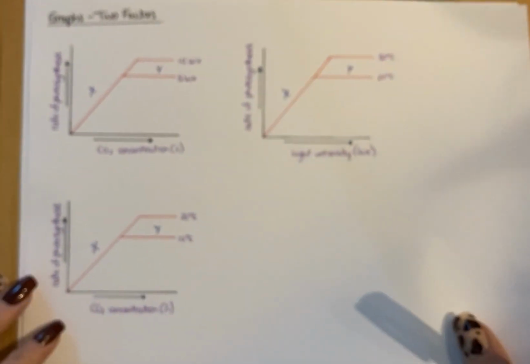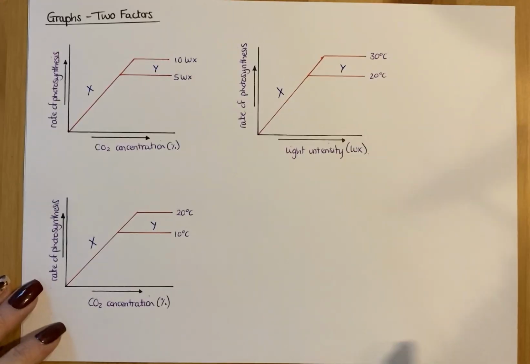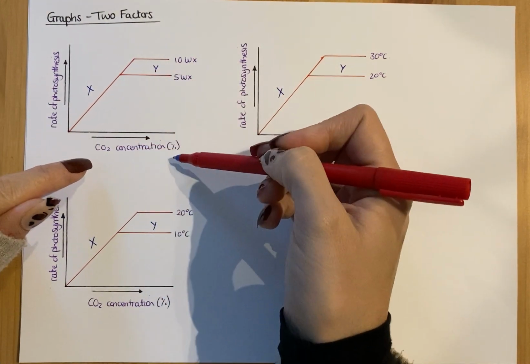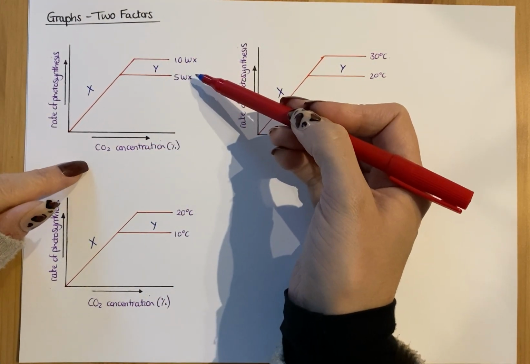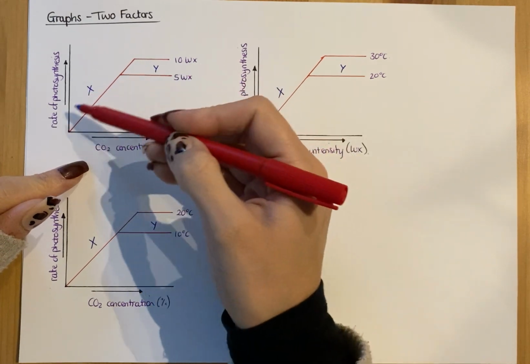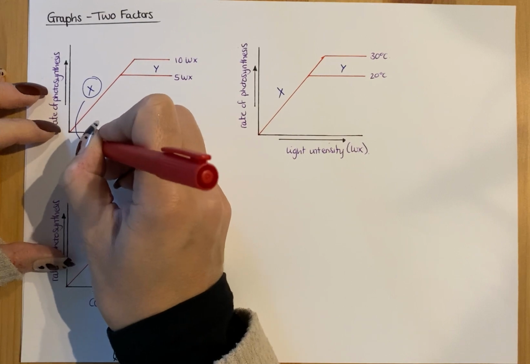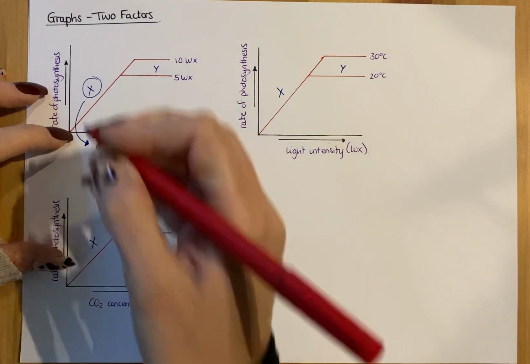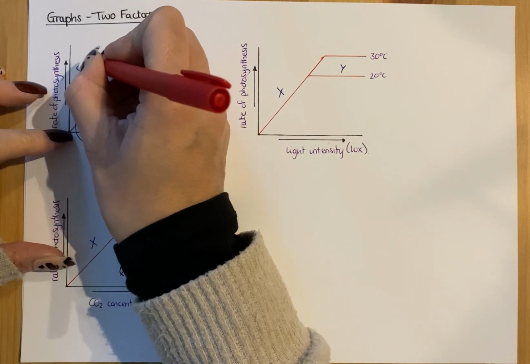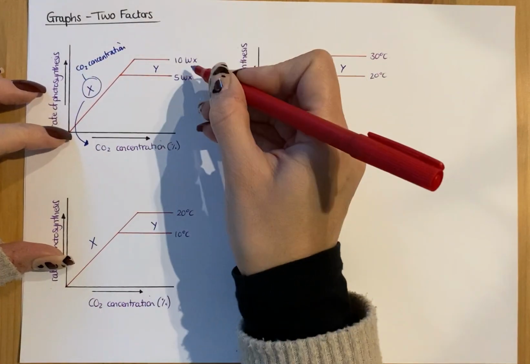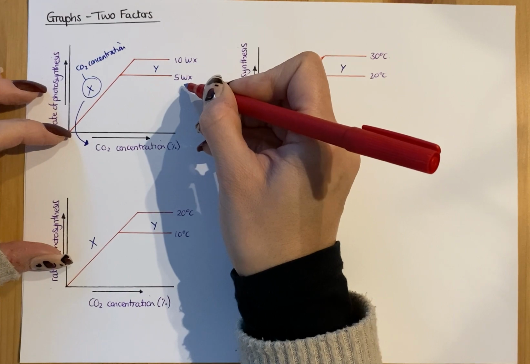Okay, and again, it's all about reading the graphs. It's not even about understanding it. So two factors on the graph. Right here we've got carbon dioxide concentration, and here we have lux, which is light intensity. So whatever's on the slope of the graph, which is X, is whatever's on the bottom of the graph, whatever's on the x-axis. So this is CO2 concentration. Now for this graph, they've given us more information. They've given us light intensity.